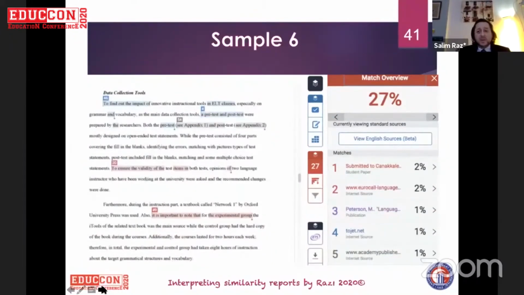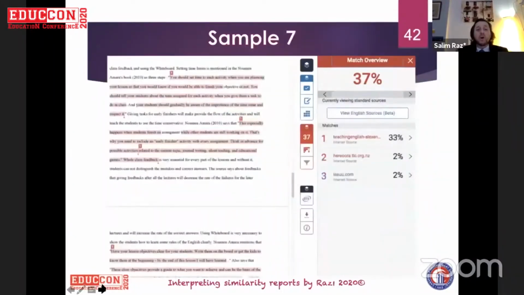This time we see 27% match here, and I check whether it is problematic. For example, I see this match, "to find out the impact of." Here is such a match. Is this problematic? No, this is a linguistic expression. Or "in ELT classes," is this problematic? No, this is not problematic either, because these are what we call false positives. Such matches will appear in papers unavoidably, so we wouldn't consider them as plagiarism.